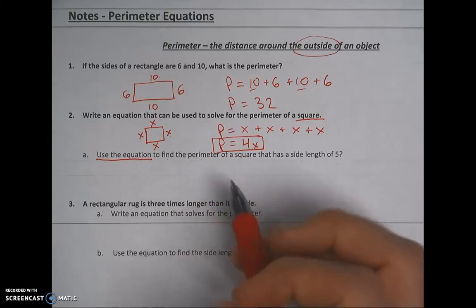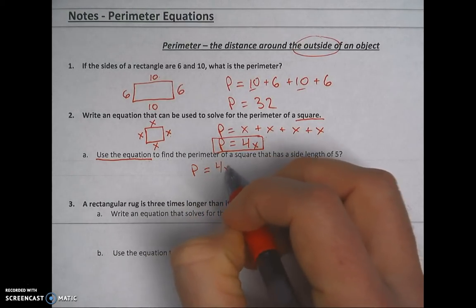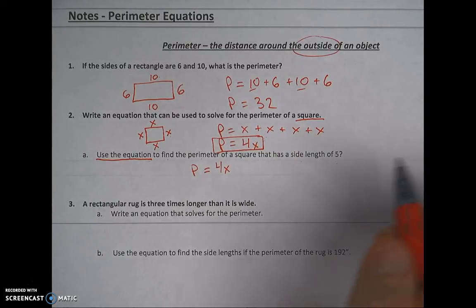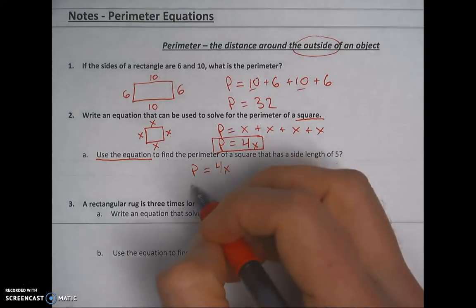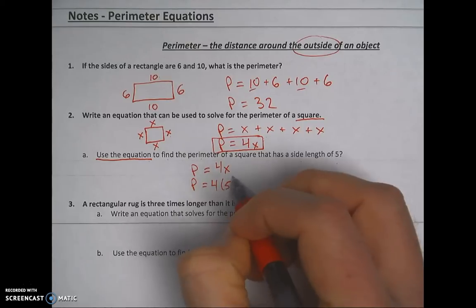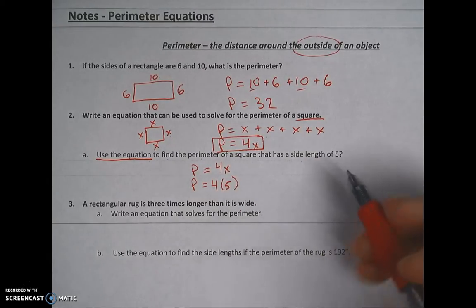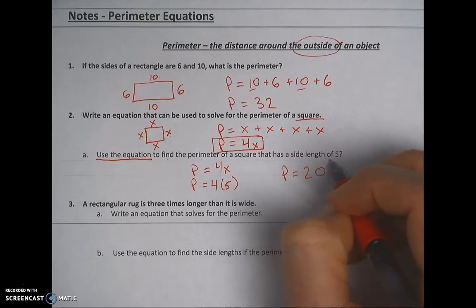So x is 5. So we're going to start with p equals 4x. Start with your equation. Replace the variable that they've given you. They've given me the side length being 5, so we're going to replace x with 5, and then you just multiply. So perimeter equals 20.